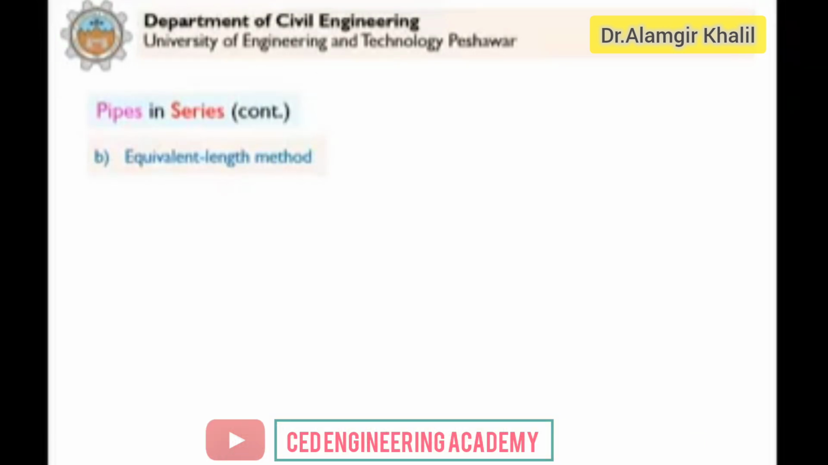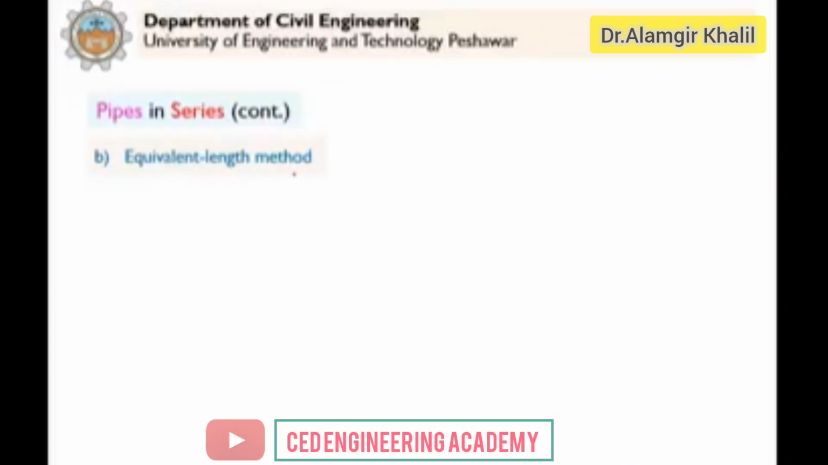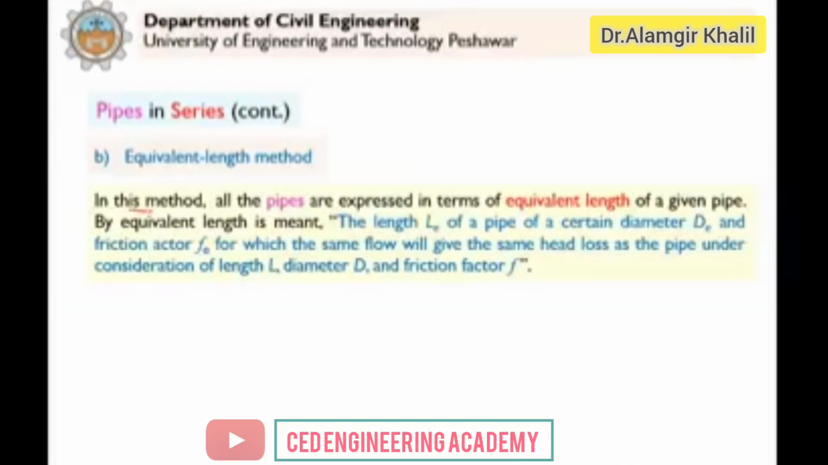Now, next we consider the equivalent length method. The second method, the first method was the equivalent velocity head method. The second one is the equivalent length method. So in this method, all the pipes are expressed in terms of equivalent length of a given pipe. Just like in the previous case, we were expressing all the velocities in terms of an equivalent velocity for any given pipe, which may be pipe 1, pipe 2 or pipe 3 and so on. In this case, the pipes are expressed in terms of equivalent length.